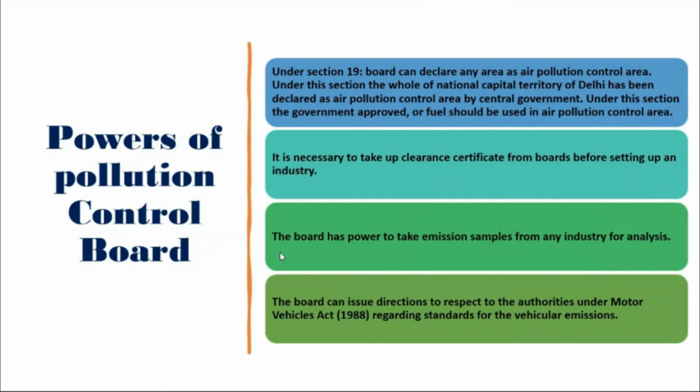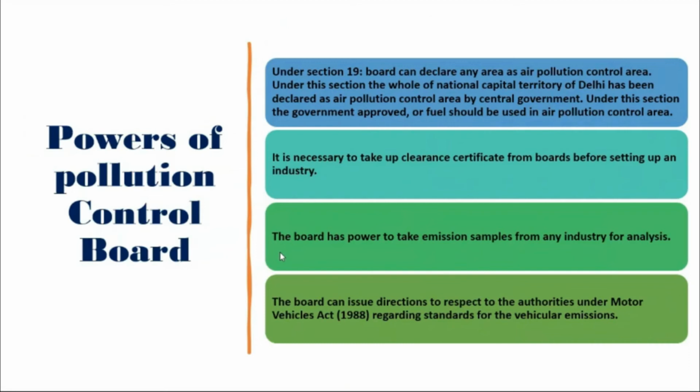Under this section, the government-approved fuels should be used in an air pollution control area. In such areas, the government approves certain kinds of fuels, and only those may be used within a specific area. Any other fuels, if used, can be a gross violation of the Air Pollution Act. Then the next one: it is necessary to take a clearance certificate from the boards before setting up an industry. If you are going to set up an industry in a certain area, you have to take a clearance certificate, an NOC, from the boards, whether it is in the jurisdiction of the State Pollution Control Board or the Central Pollution Control Board.